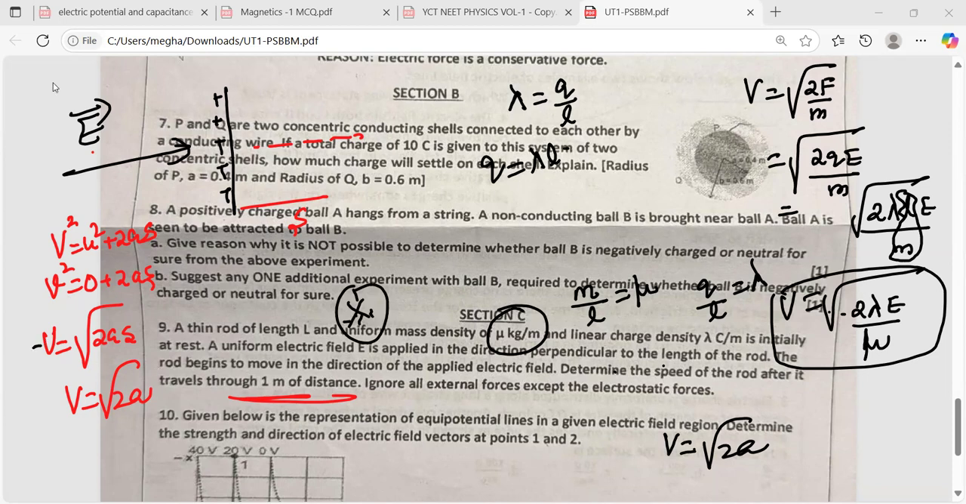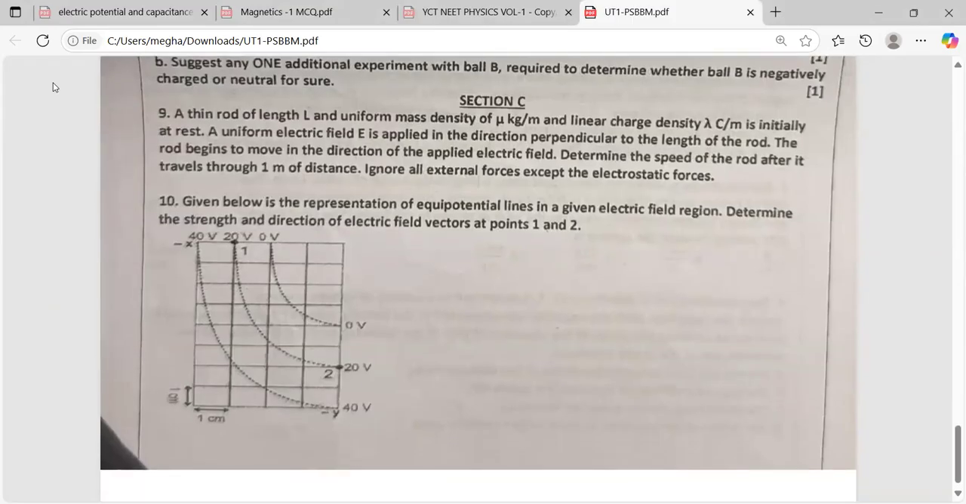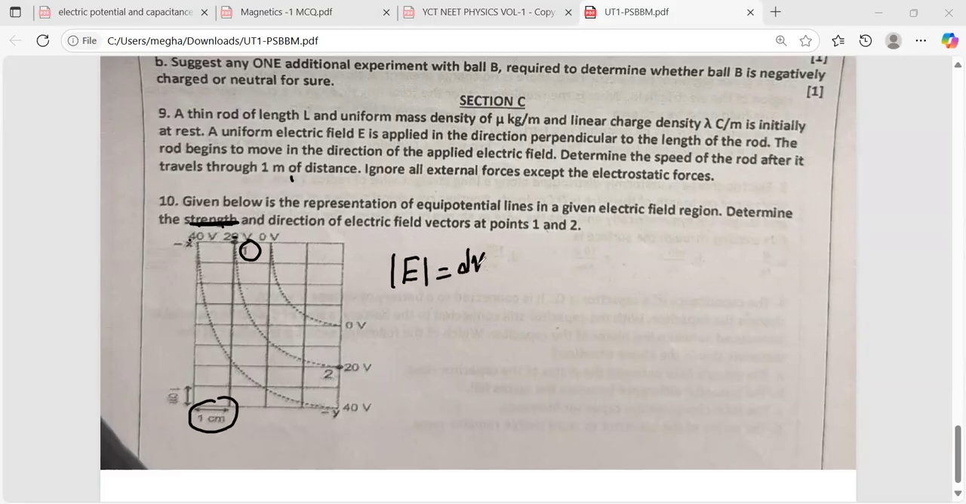Next. Given below is the representation of equipotential lines in a given electric field region. Determine the strength and direction of the electric field. Now, point one, you take 40 to 20. What is the distance? You have to write it as 1 centimeter. E is equal to minus dV by dx. Mod of E is equal to dV by dx. So that will be equal to 40 minus 20, that is 20 divided by 1 centimeter. So that is equal to 20 into 10 power 2 volt per meter.